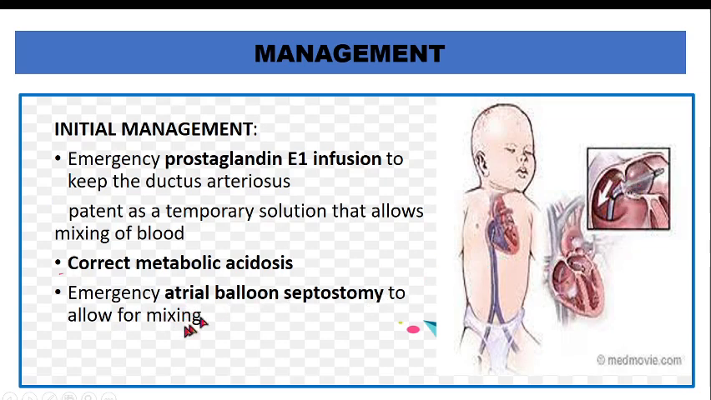to allow for mixing. Okay, but this solution, keeping the ductus arteriosus open and correcting the metabolic acidosis, is not the final solution. Why? Because these are all symptomatic management.